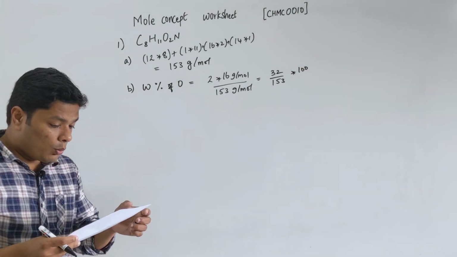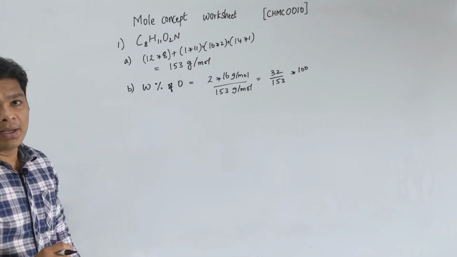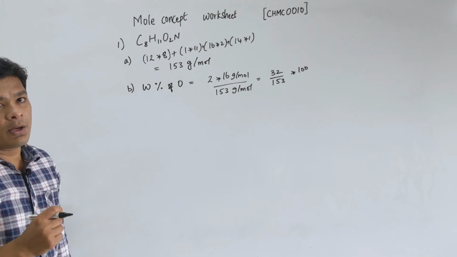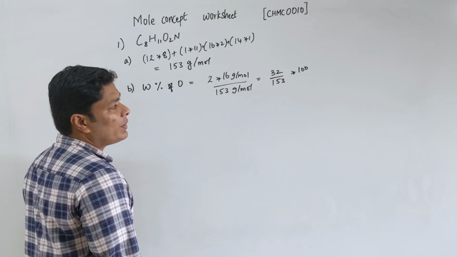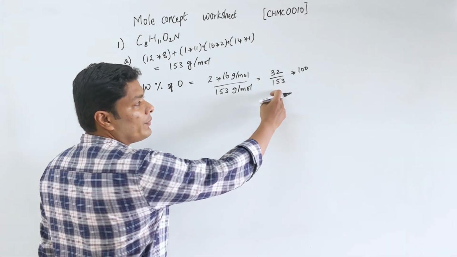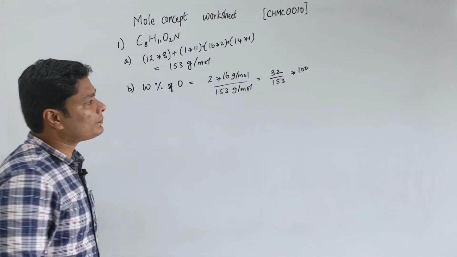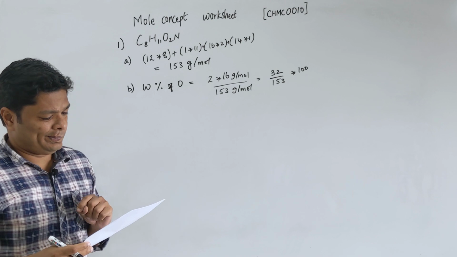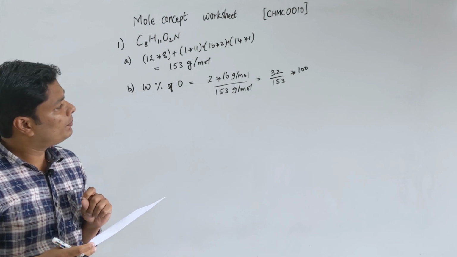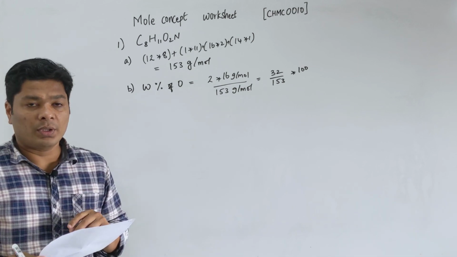Now how do you solve this problem mathematically? If you look at 32 by 153, you cannot solve it directly. What we can do is take it as 150. If you take it as 150, what do you get? 100 by 150 is 2 by 3. So I have 33 by 3. Okay.